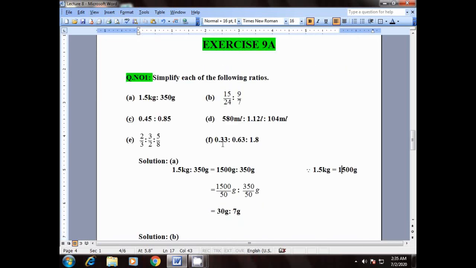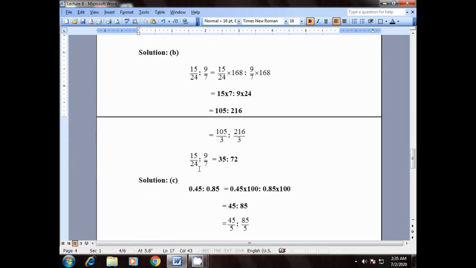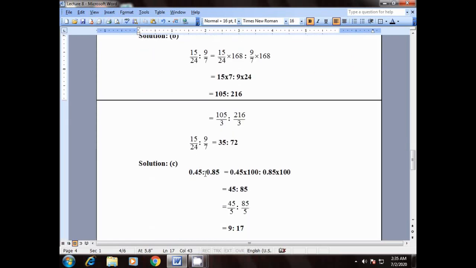Third part from this question number 1. 0.45 ratio 0.85. First of all, we will remove the decimal point. For this purpose, we will multiply the first quantity and the second quantity by the same number, 100.